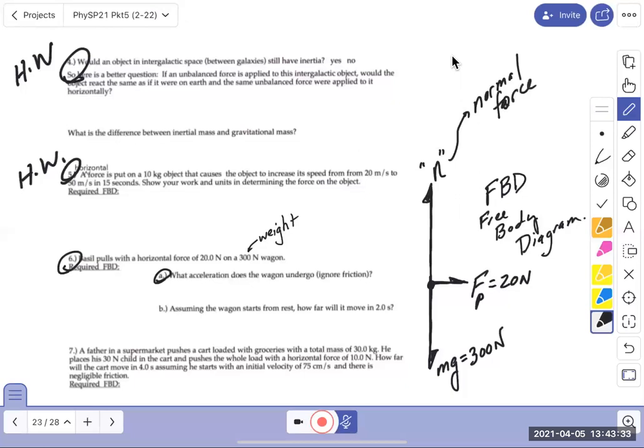Now, why the word normal? Normal, it comes from math. It's a math term, an old math term. It's a math term that means perpendicular. So it's a perpendicular force. It's a contact force. It's not always straight up. It can be sideways. If I'm leaning against a wall, normal force is sideways, but it's a contact force. Anytime two surfaces touch, there's a normal force, okay?